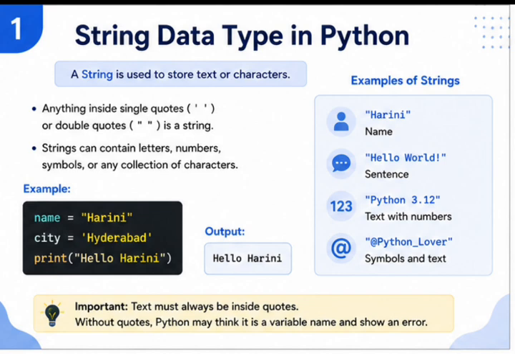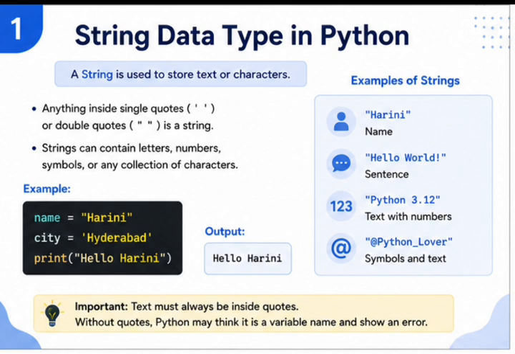Today we are expanding our programming toolkit by exploring another essential data type in Python, the string. Simply put, a string is what Python uses to store text, words, or characters. The golden rule for strings is incredibly simple. Anything written inside single quotes or double quotes is treated as a string.